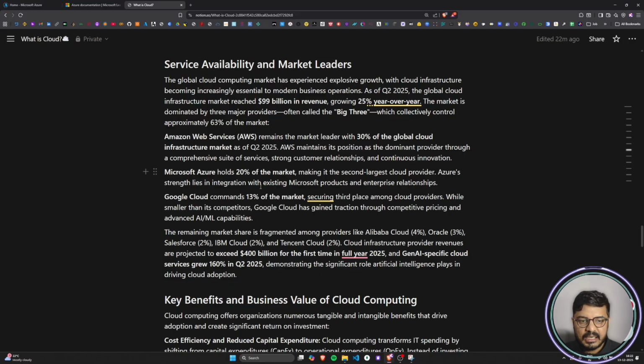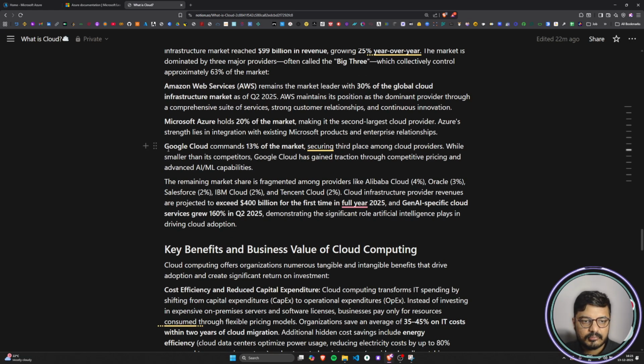Azure's strength lies in integrating with existing Microsoft products and enterprise relationships. Google Cloud commands 13% of the market, securing third place among cloud providers. While smaller than its competitors, Google Cloud has gained traction through competitive pricing and advanced AI/ML capabilities. Then the remaining market share is between Alibaba, that is 4%, Oracle 3%, Salesforce 2%, IBM 2%, Tencent Cloud 2%. Then cloud infrastructure provider revenue is projected to exceed 400 billion for the first time in full year 2025.